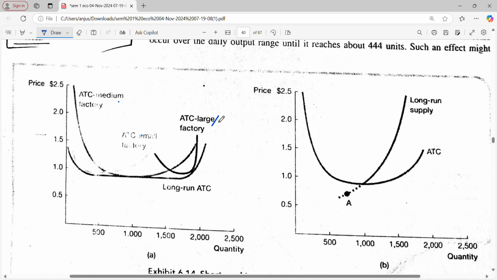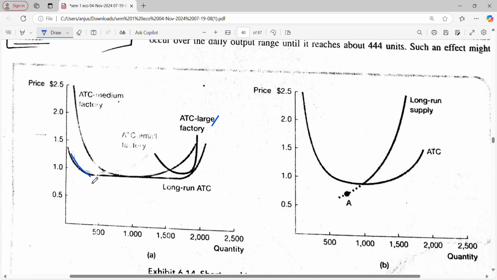But in the long run, these are the short run ATC curves for different plant sizes. But in the long run, the seller is able to choose the plant size that minimizes cost. He or she can change the fixed factor of production. He can change the building, or as in the example, he can change the plant size. So in the long run, the ATC will lie below the other three short run ATCs. Okay.